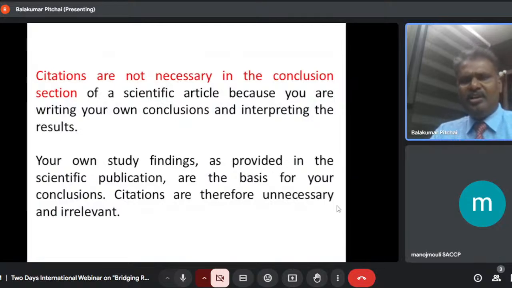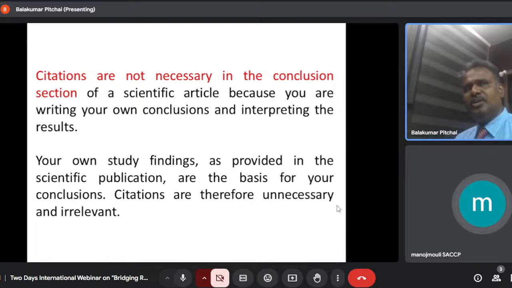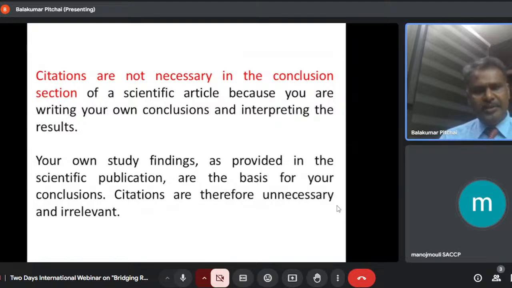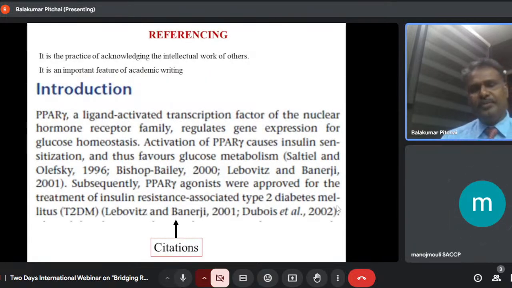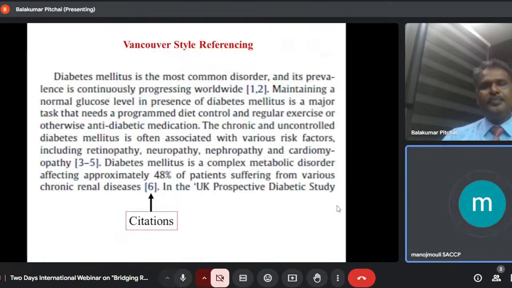Of course, citations are not necessary in the conclusion section. That is written based on the results of your study. Your own study findings, as provided in the scientific publication, are the basis for your conclusion. So citations are not necessary to be included in the conclusion section. Sometimes the journal might ask you to use the Harvard referencing style, where names and year are mentioned in the text, or the Vancouver referencing style, where numbers are mentioned: 1, 2, 3, 4.